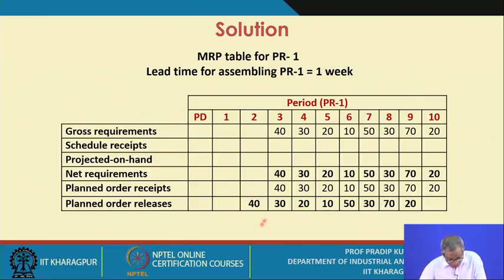So, for the planned order receipts, this is this, and as there is a lag time or lead time of 1 week, the planned order releases will start 1 week before. So, this is the interpretation of this table for the final product PR1.